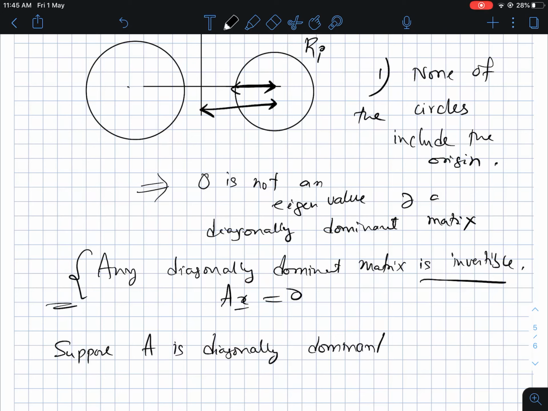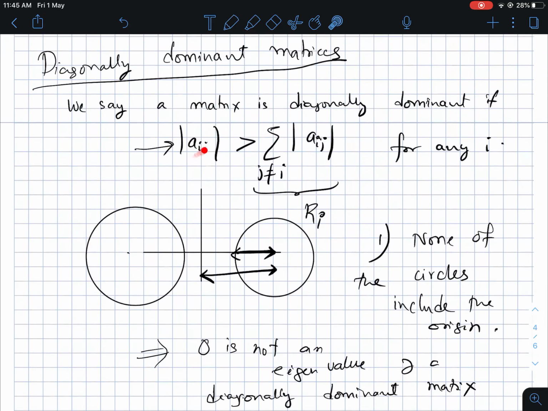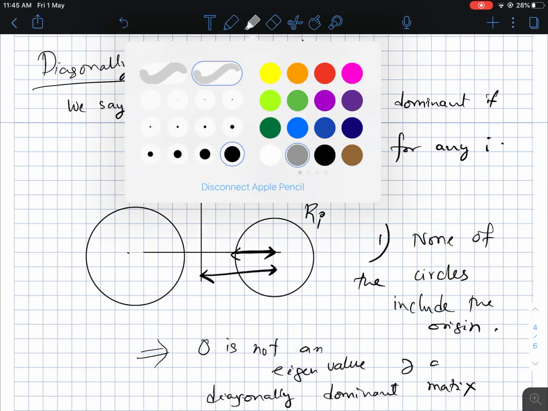By the way, there are other definitions of diagonal dominance as well, but this definition makes sense in the context of the circle theorem, right? Suppose A is diagonally dominant with positive diagonal entries. So diagonal entries are all positive, right? So A_ii here will always be positive. What that means is this situation will not arise for us. Only these situations. Circles will only be located on the right half plane.